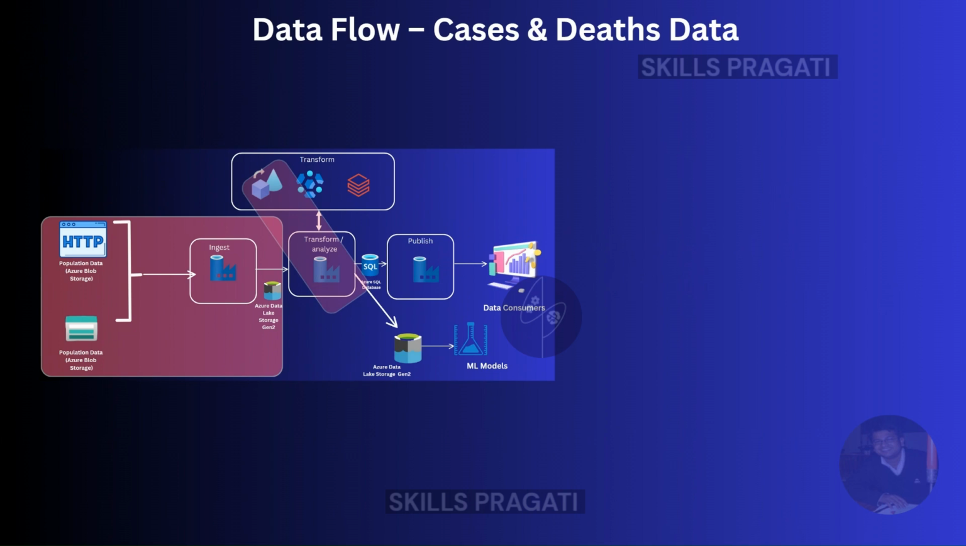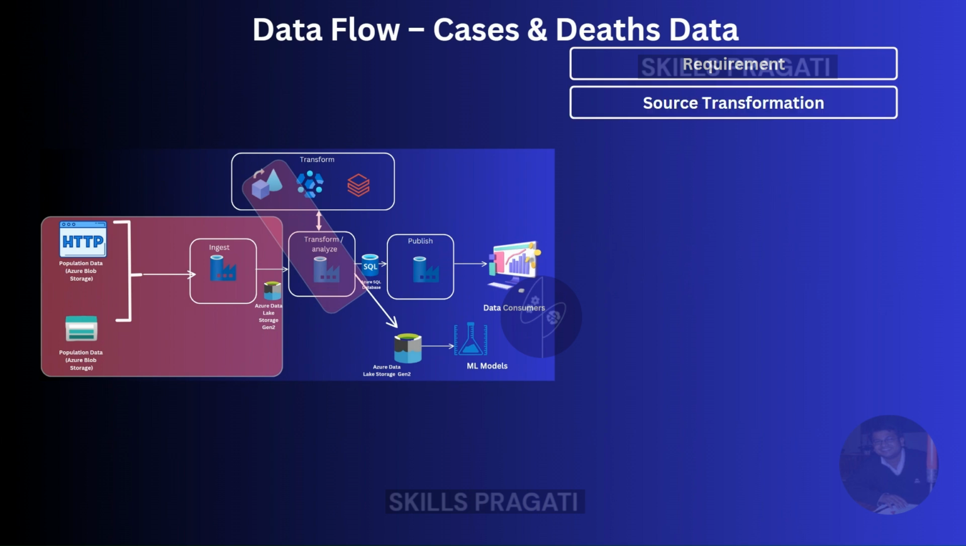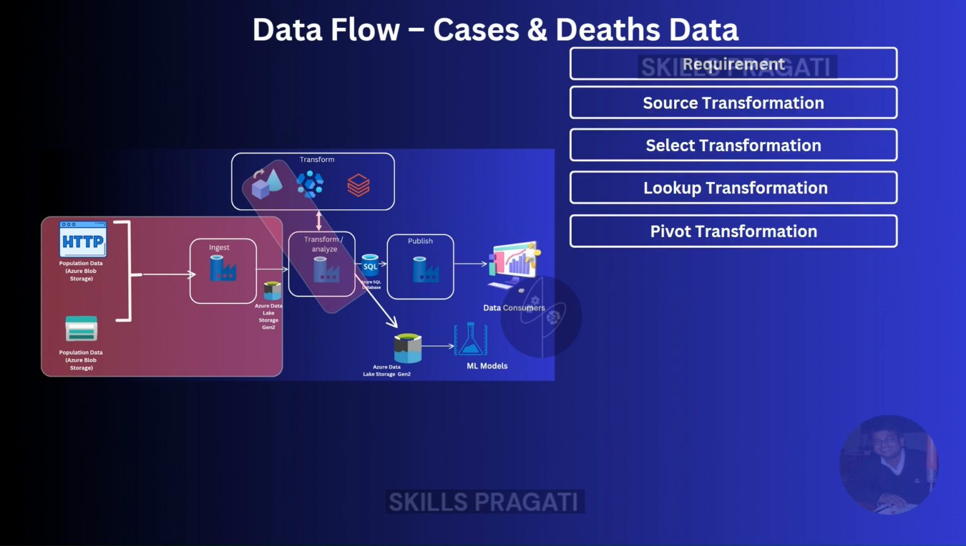We'll start with understanding our requirements for transforming the hospital admissions file. Then we'll create a data flow to transform this file. The data flow will include some of the transformations we learned in the last module, such as source transformations, select, lookup, pivot, and sink transformations.